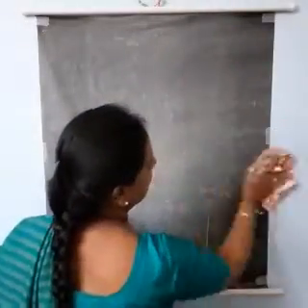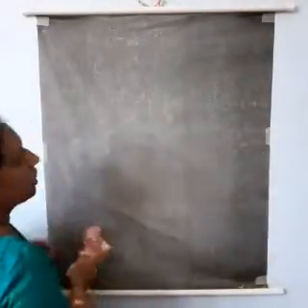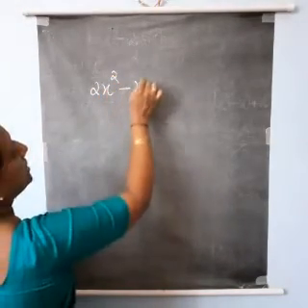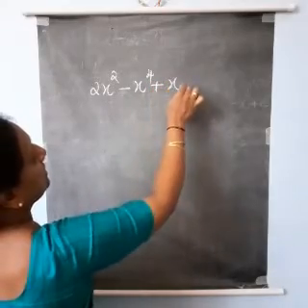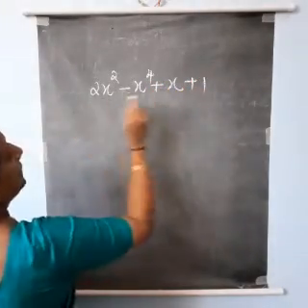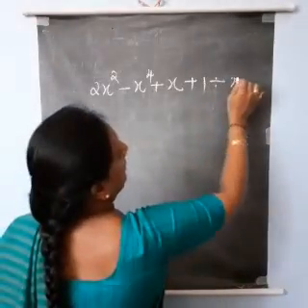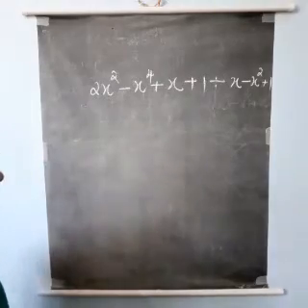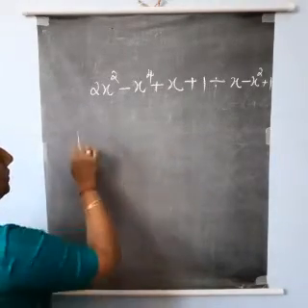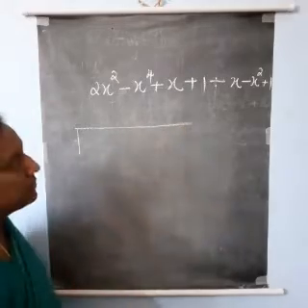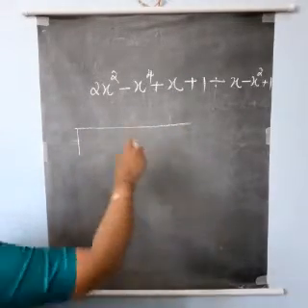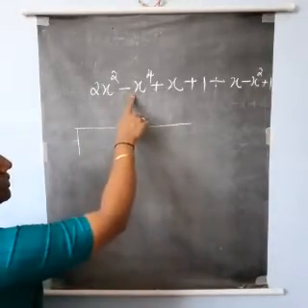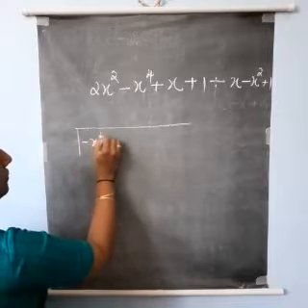Sometimes, just to make it a little complicated, they will give 2x squared minus x power 4 plus x plus 1 to be divided by x minus x squared plus 1. Okay. Now when we are going to write it as a polynomial inside the division bracket, what we have to do is first arrange it in descending order for the powers of x. So here what will you get? You will get minus x power 4.